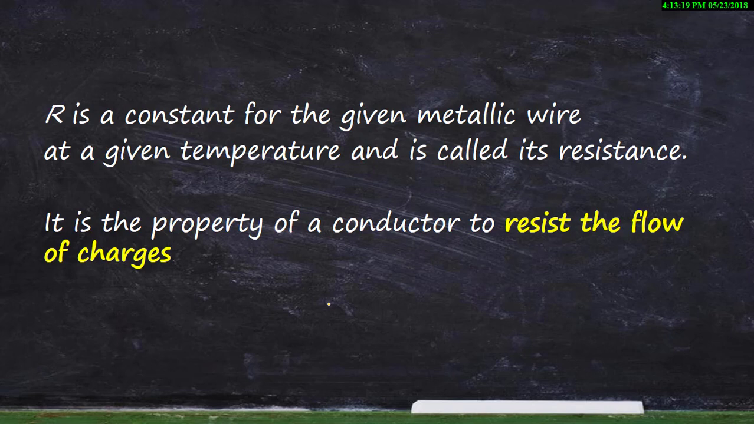Now, what is R here? R is a constant for the given metallic wire, and it is called resistance. It is the property of a conductor to resist the flow. రెసిస్టెంట్ ఏంటి? అగేన్స్ట్గా ఉండడం, అంటే ఒకదాన్ని తట్టుకోవడం అనమాట. Resistance is the property of the conductor to resist the flow of the charges. ఓకే, దాన్ని మనము రెసిస్టెన్స్ అంటాం.